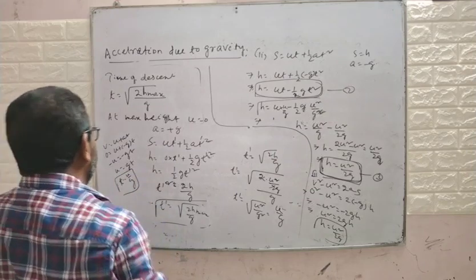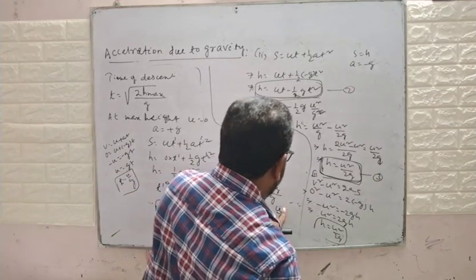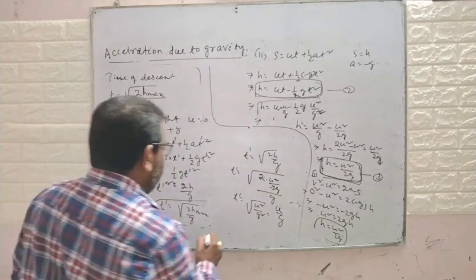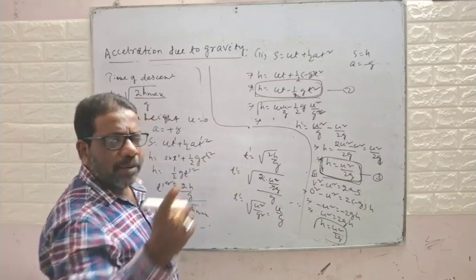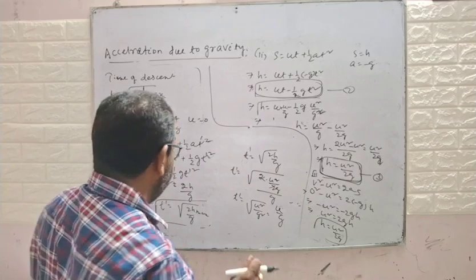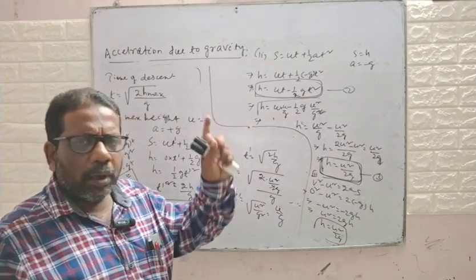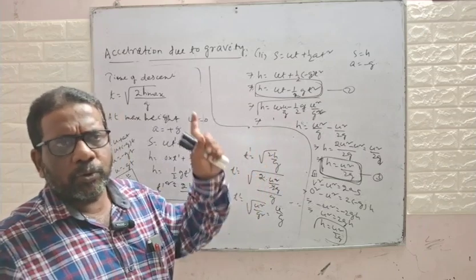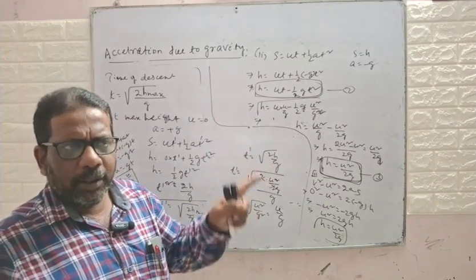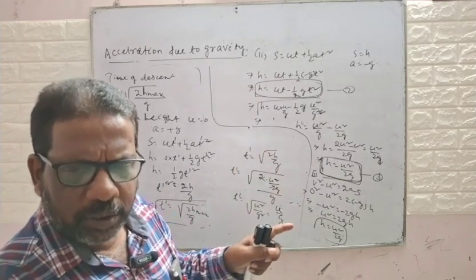Time of ascent equal to u by g. Time of descent is also u by g. Therefore, time of ascent is equal to time of descent. If the body takes 3 seconds to reach the maximum height, then it will take the same time to reach the ground from this height.